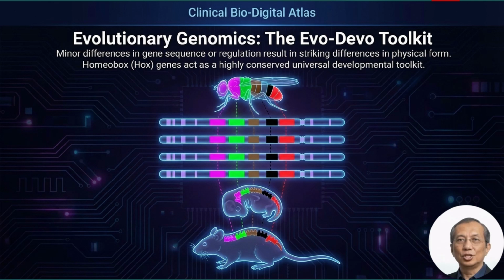Evolutionary genomics reveals profound insights into how minor differences in gene sequence or regulation can lead to striking differences in physical form. A prime example is the EVO-DEVO toolkit, particularly the homeobox or HOX genes. These genes are highly conserved across diverse species and play a fundamental role in controlling the body plan and development of embryos. The remarkable conservation of these genes across evolutionary time underscores their critical importance as a universal developmental toolkit, demonstrating how small changes in their expression or regulation can drive significant evolutionary innovation.